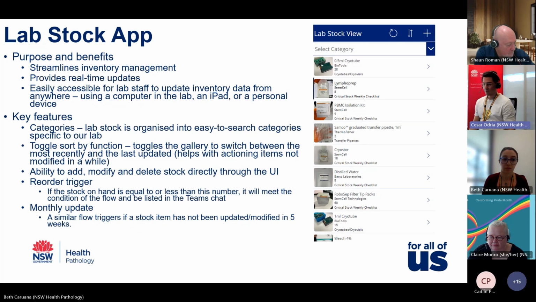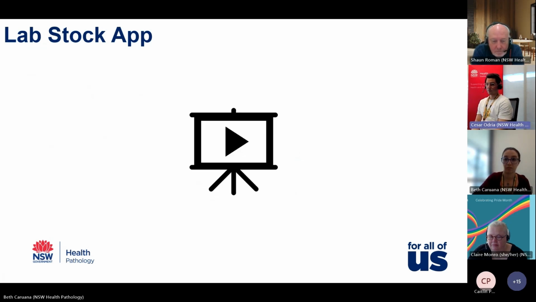We have some flows working with it as well. So there's a reorder trigger: if the stock on hand is equal to or less than this number, it will meet the condition of the flow and be listed in the Teams chat. Likewise, a flow triggers if a stock item has not been updated or modified in 5 weeks. Show a little video demo.